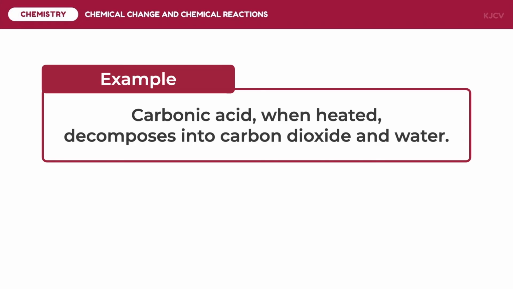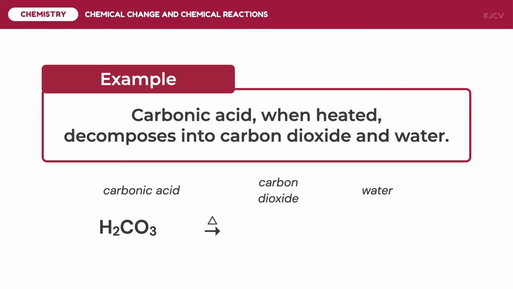For the last example, carbonic acid, when heated, decomposes into carbon dioxide and water. Again, it will be a big help for us to identify the substances involved. But be careful, because sometimes the product side is mentioned first. The reaction proceeds when carbonic acid is heated. This means that we write the symbol for carbonic acid followed by an arrow with a triangle above it, since heat is involved. And we can now write the rest of the equation, which is the product side.